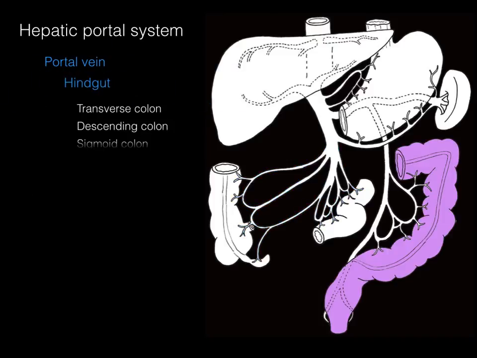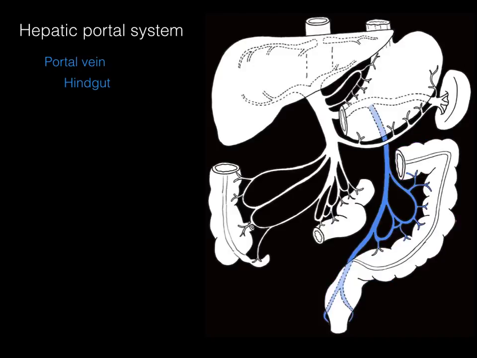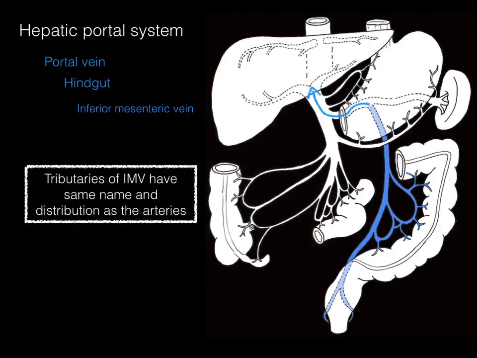So the hindgut is comprised of the transverse colon, descending colon, sigmoid colon, and the rectum. And so the portal vein is going to drain that hindgut and all those organs via the inferior mesenteric vein. The inferior mesenteric vein drains into the splenic vein, which then goes into the hepatic portal vein, or portal vein, into the liver. And the tributaries of the inferior mesenteric vein have the same name and distribution as the arteries.